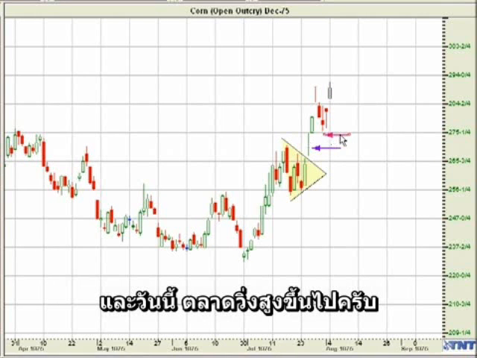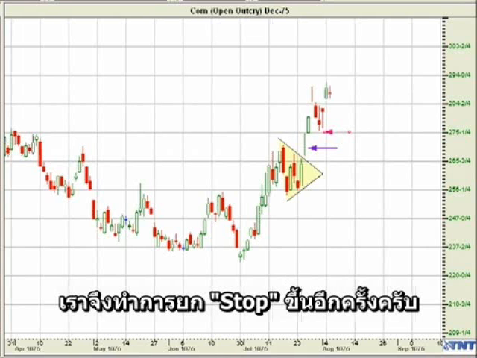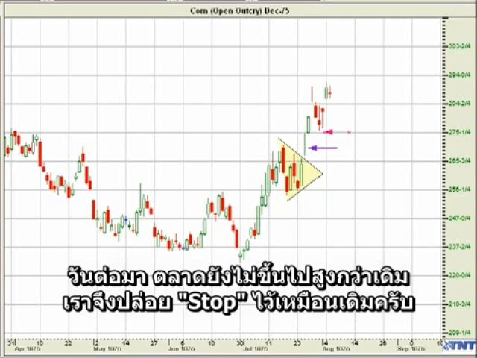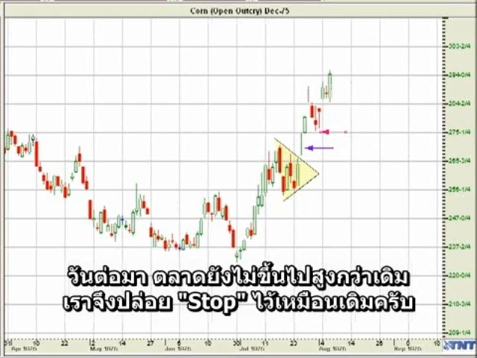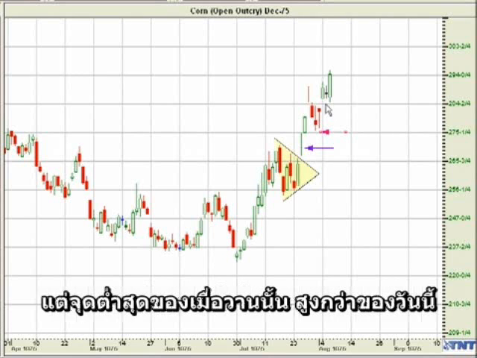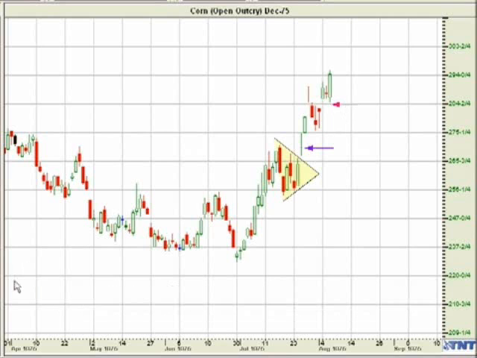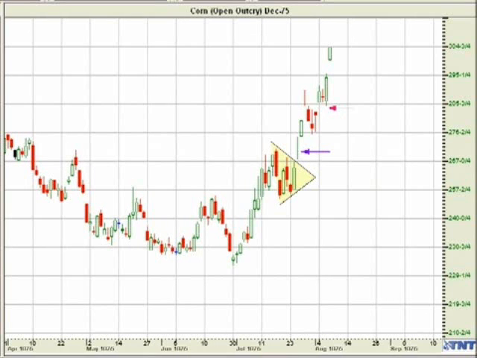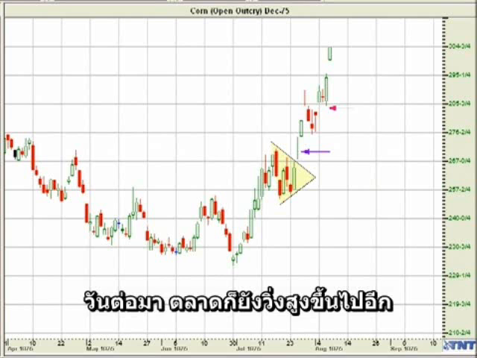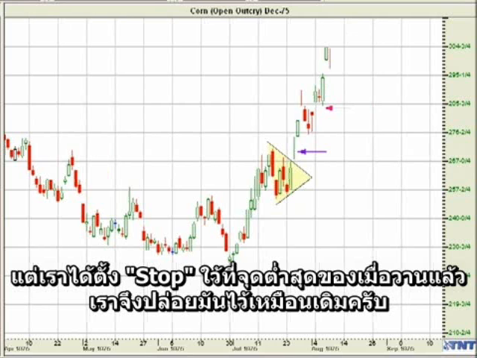And here, the market traded higher, so we can bring our stop up. The market did not trade higher, so we hold our stops. This day, the market traded higher, but the previous day's low is actually higher than the current low, so we would use the current low to hide our stop. The day after, the market moved higher, but we're already at the previous day's low, so we hold our stop.